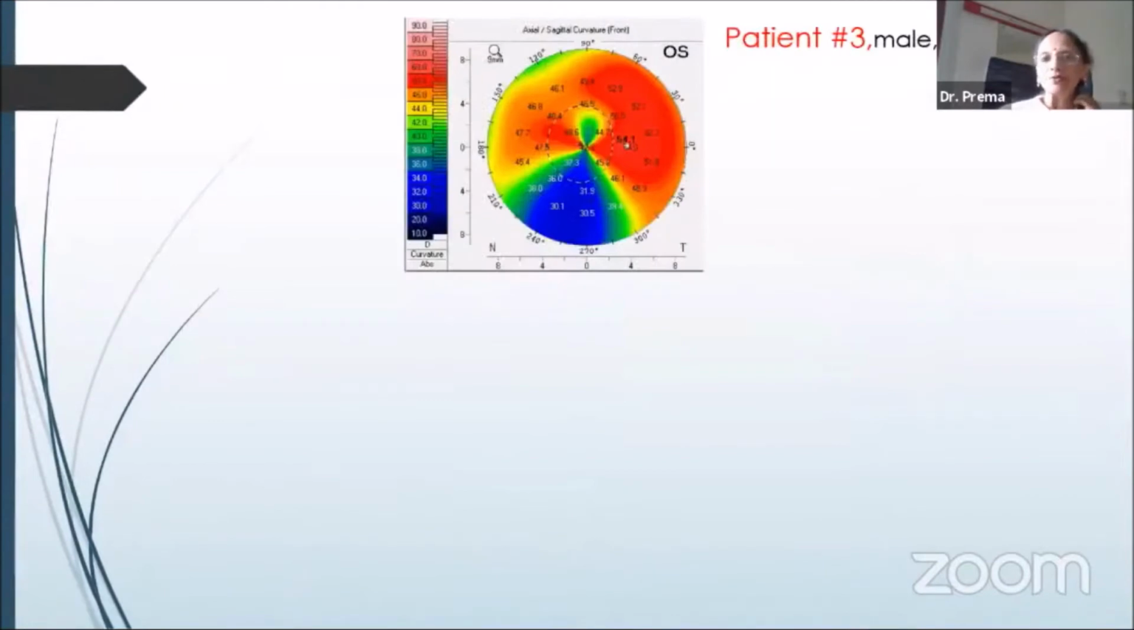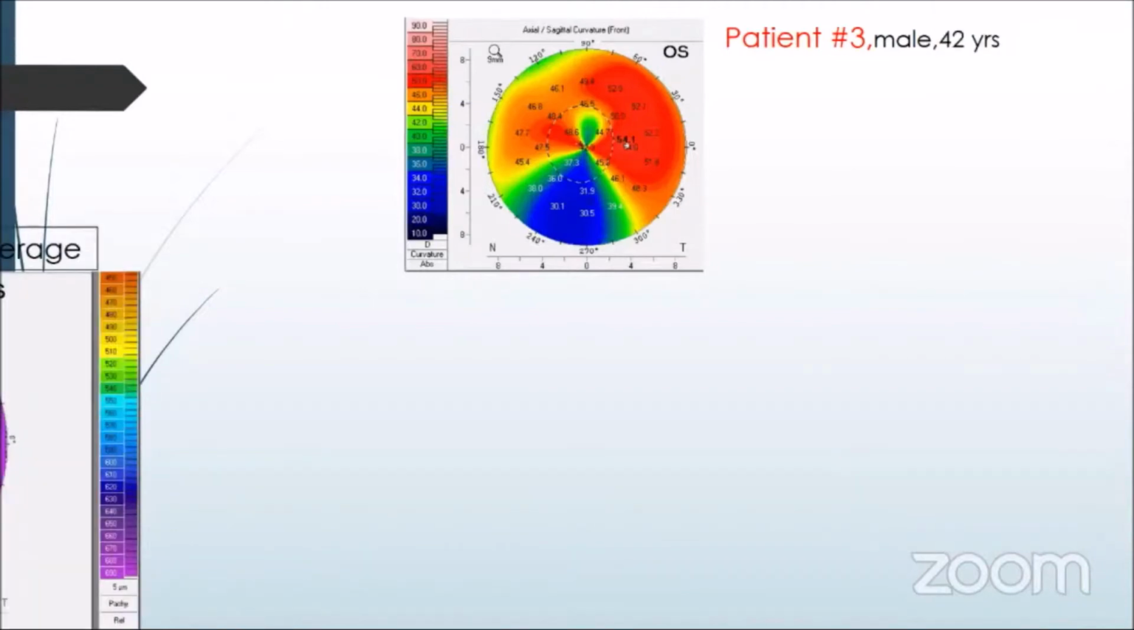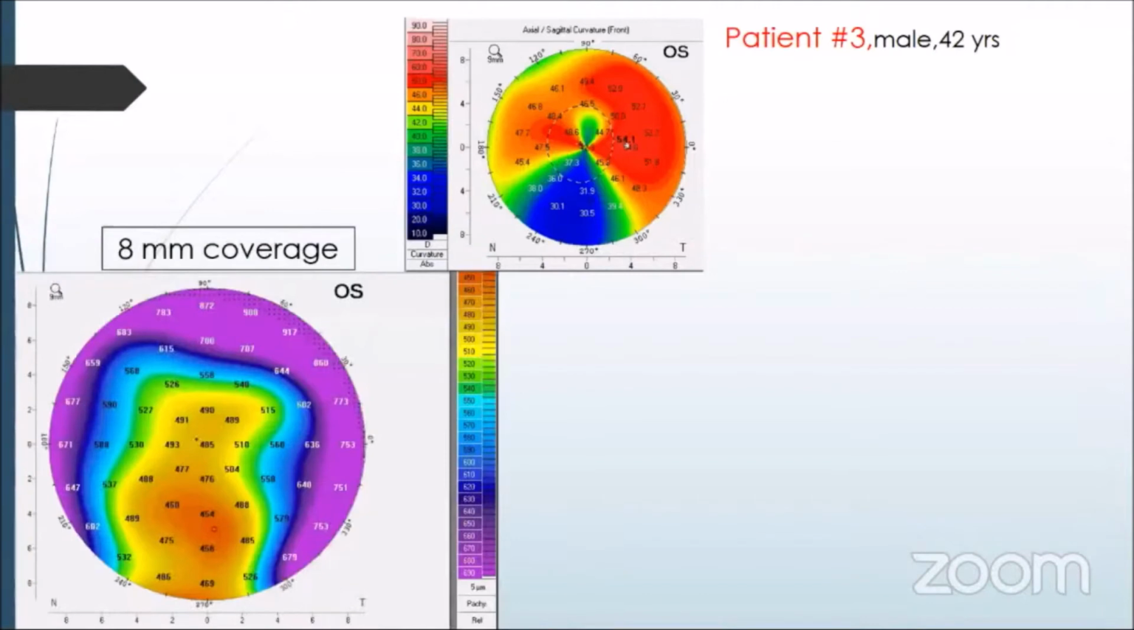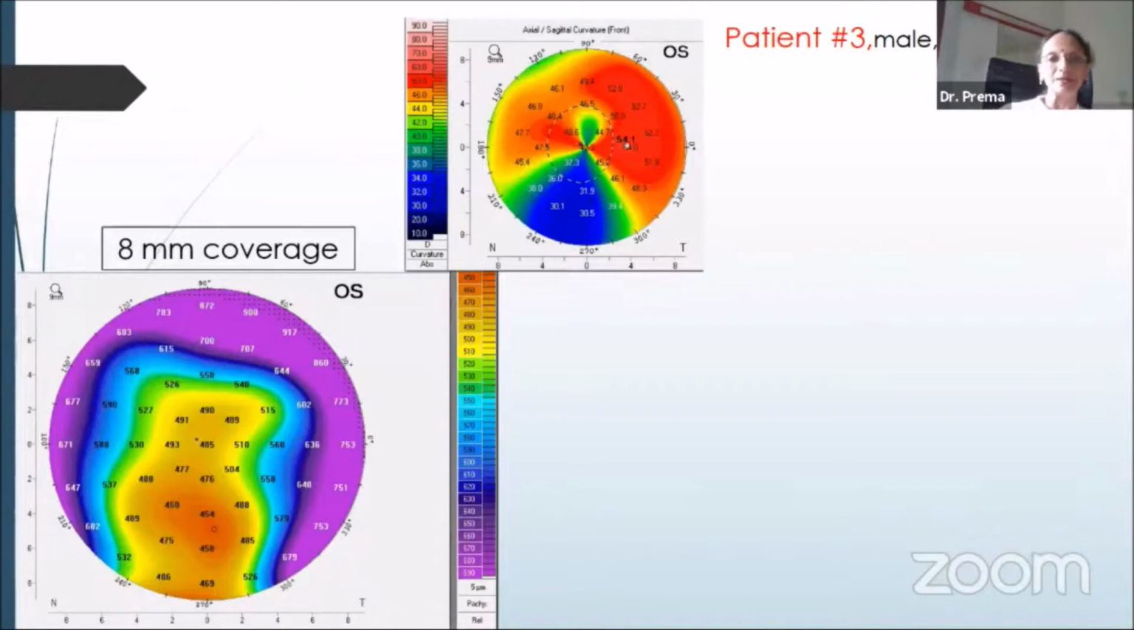A third patient with an obvious superior steepening. This looks like a superior horseshoe, but the thickness pattern is very different. The corneal thinning seems to be occurring not in the steeper part where you would expect, but in the flatter part. The reason for me to show this patient is to show the importance of coverage, as Kitansha pointed out some time ago.